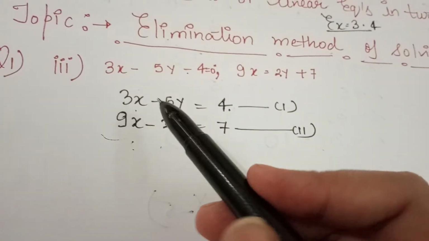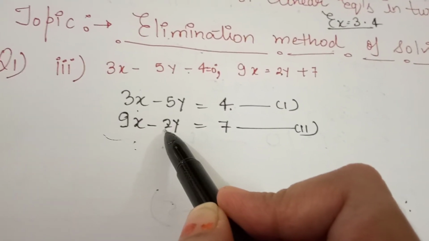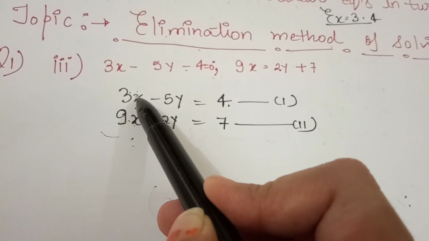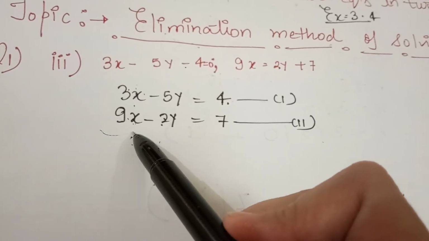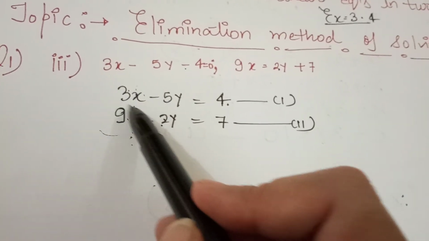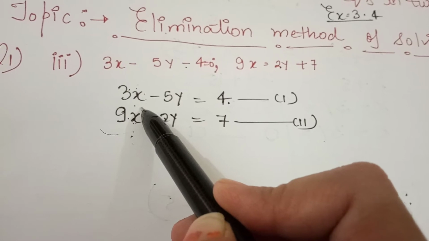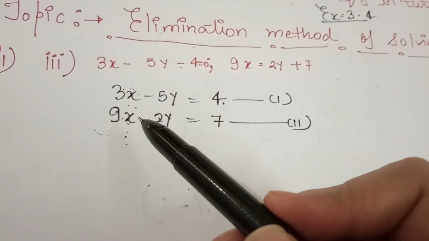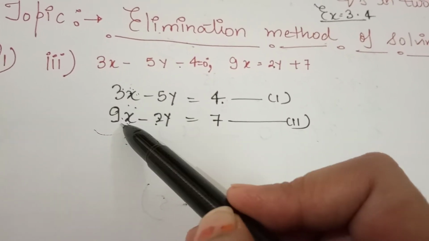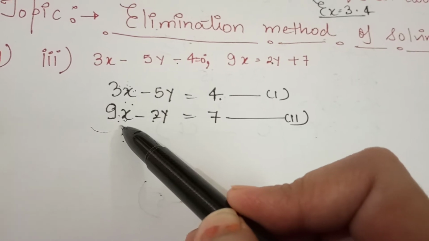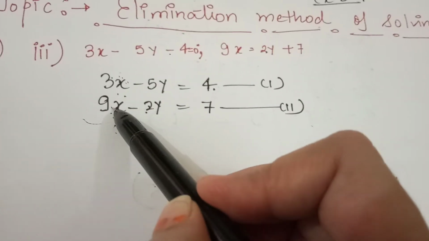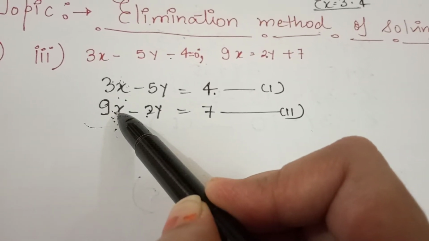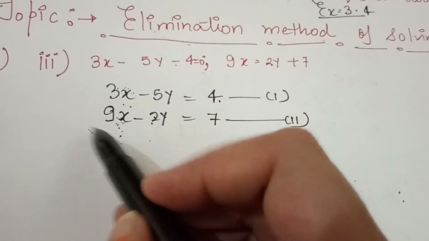Why? Because for eliminating any one variable from both the equations, we need to change the coefficient of that variable into like terms. Means whichever variable we are choosing, in both the equations these variables should be like terms, the coefficient of x should be the same. That's why I have chosen x, because it's very easy to make both numbers 3 and 9 the same, because 9 is a multiple of 3.